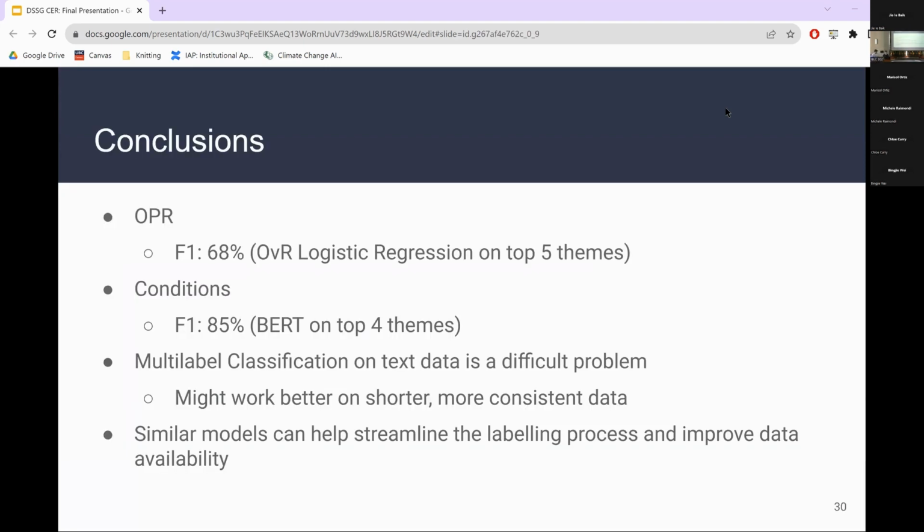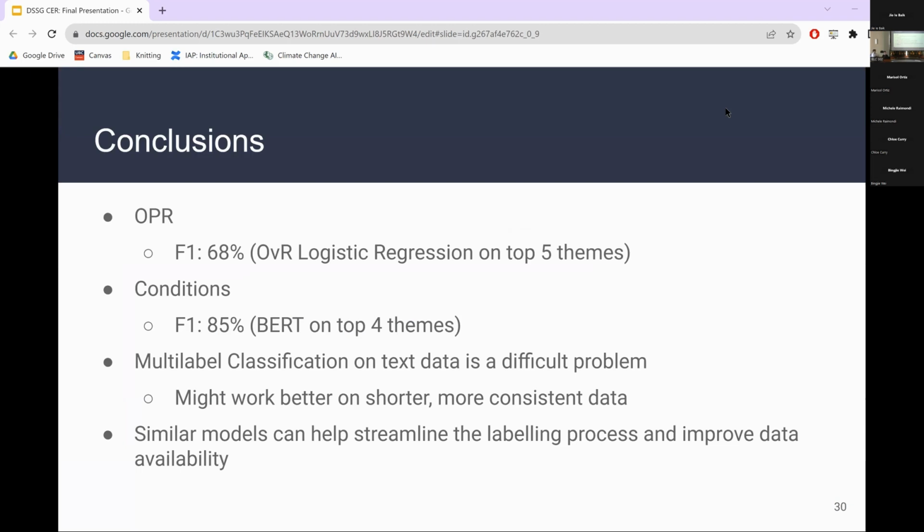So now I'll talk about some of our final conclusions. First, I'd just like to present the results we got for our best models. On OPR, we got an F1 score of 68% for the one-versus-rest logistic regression for the top 5 most frequent themes. And for the conditions data set, we had a higher F1 score of 85% with BERT on the top 4 most frequent themes.